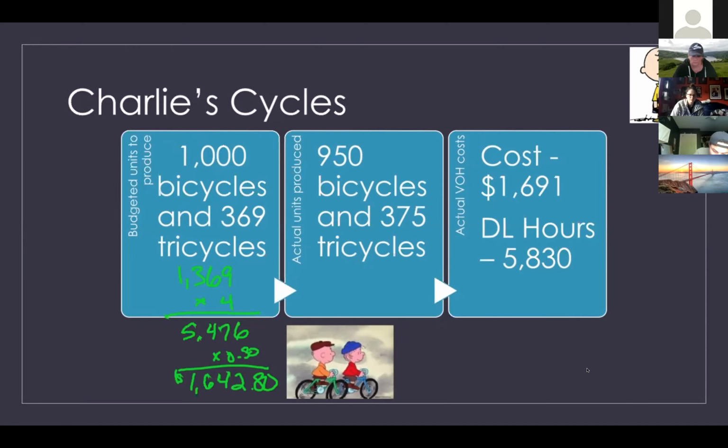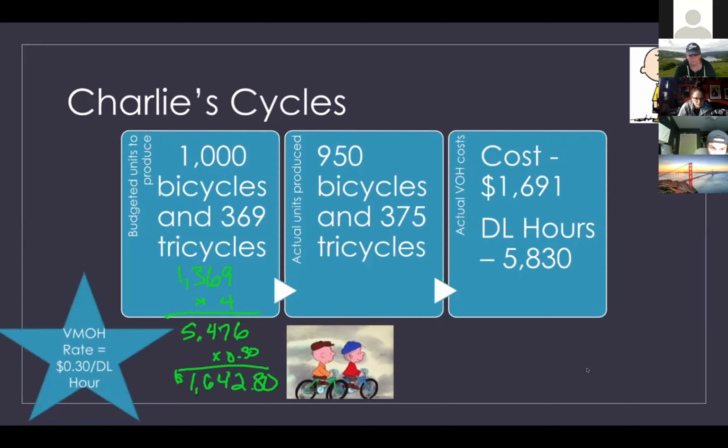Is the 30 cents from previous, like backwards? Is that where it came from? Yes. Oh, it just popped up. So this is direct labor, total direct labor hours, and 30 cents per hour. So that's what we budgeted our variable manufacturing overhead rate to be.